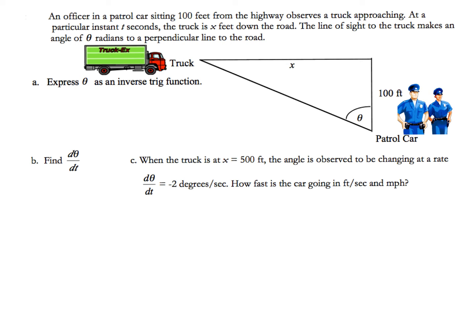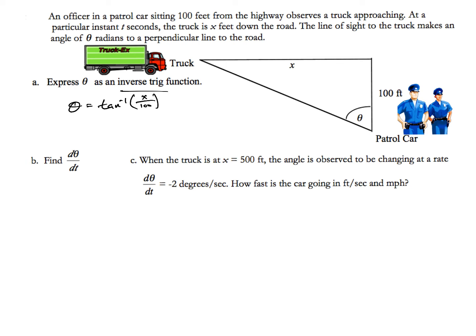Let's do it. So, this theta right here, this x is my what side? Opposite. This 100 is my adjacent. So what could I use? Tangent. So it's not going to be tangent. It's going to be an inverse trig function. So theta is equal to arctan of x over 100. So theta is equal to arctangent of x over 100.